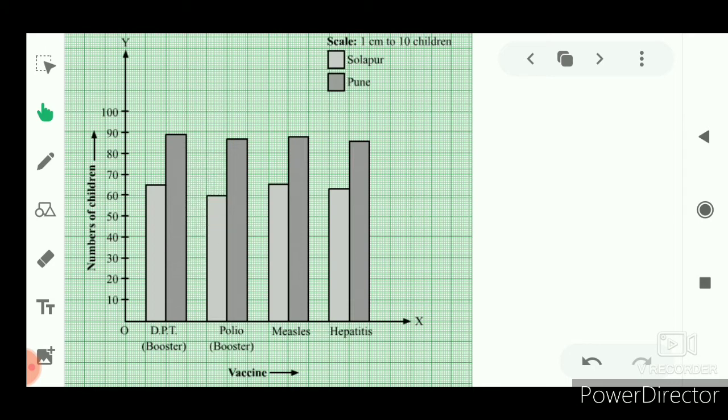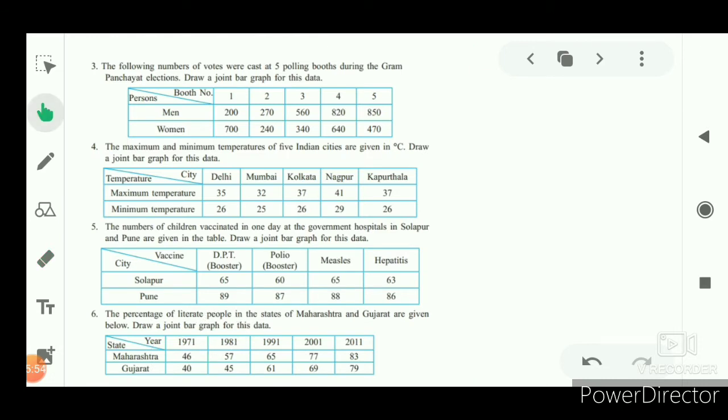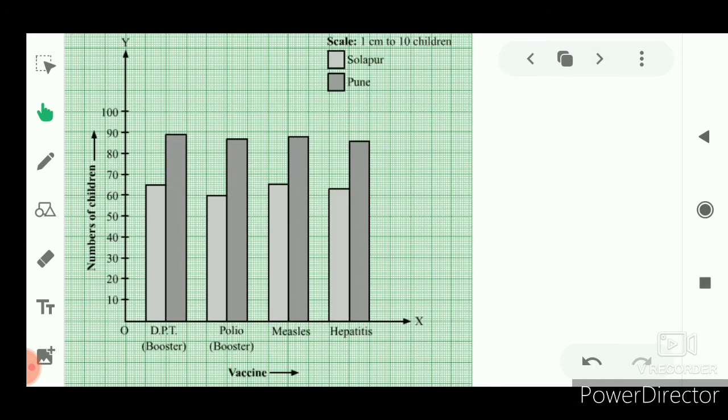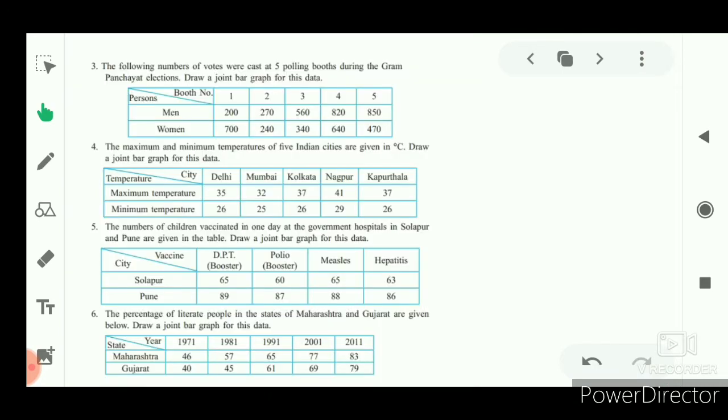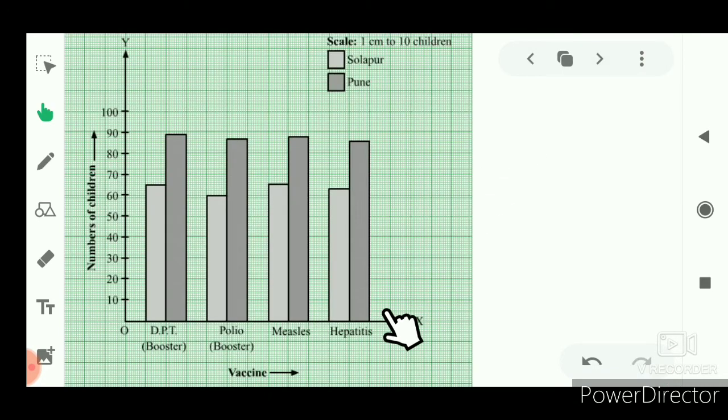Pune has 89 children vaccinated for DPT, 87 for polio, 88 for measles, 86 for hepatitis. So we will make a joint bar graph, that is 89 for DPT, 87 for polio, then 88 for measles, then 86 for hepatitis. Likewise, we will make the joint graph. We will join the graph of Pune to the graph of Solapur.